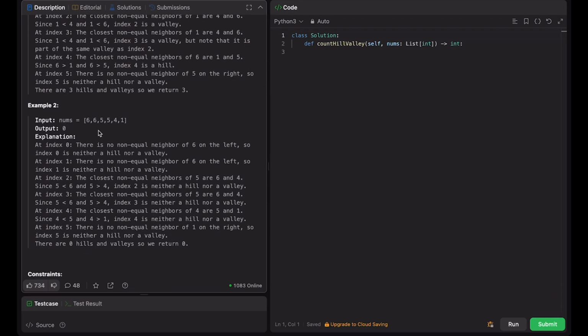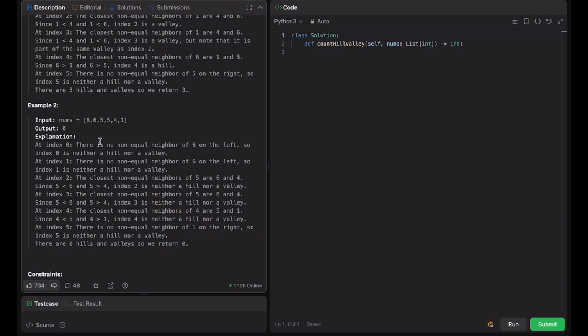Now the next example: 6 6 5 5 4. For 6 we can't take anything, and the 4 we also can't take, because these are the starting and ending. If you take 5, on the left it is greater and on the right it is lesser, so it won't contribute to any hill or valley. For 4, on the left it is greater and on the right it is smaller. Either both should be greater or both smaller, then only it can contribute to a hill or valley. So here the answer is 0.